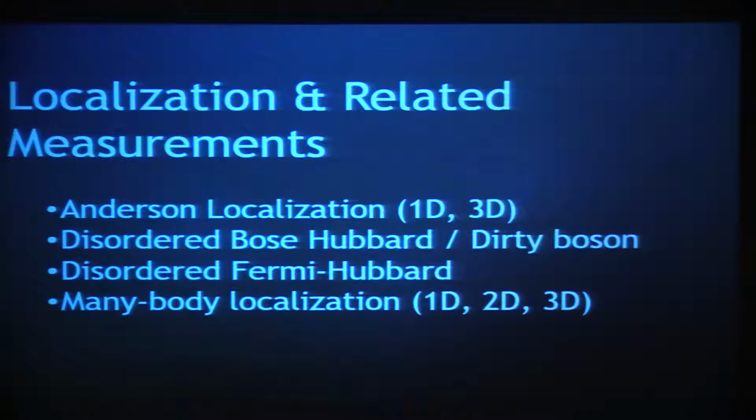So that's one way to look at it. Another way to look at it is the type of models people study. So I'll talk about Anderson localization in 1D and 3D. I'll talk about disordered Bose-Hubbard models or dirty boson models, disordered Fermi-Hubbard models, and then attempts to find many-body localization in different dimensions. So another way to look at it is what are the types of models people are making using ultracold atoms. I've tried to take a unified point of view here and organize the talk in this way, talking about the different sorts of things people have looked at.